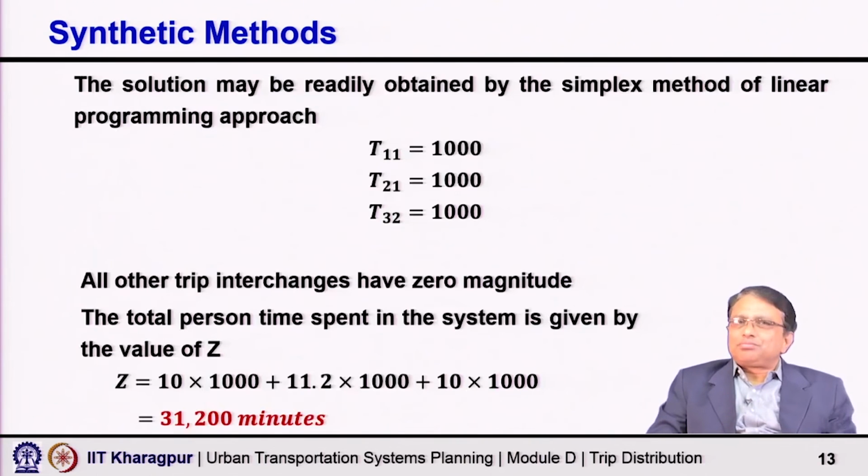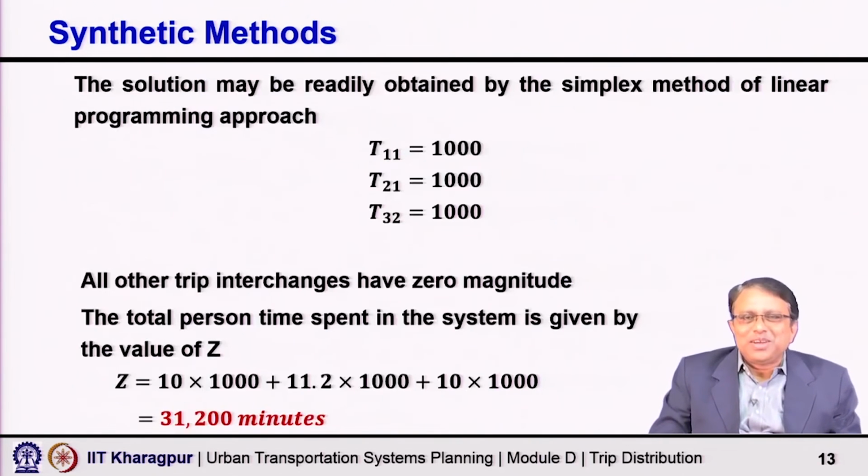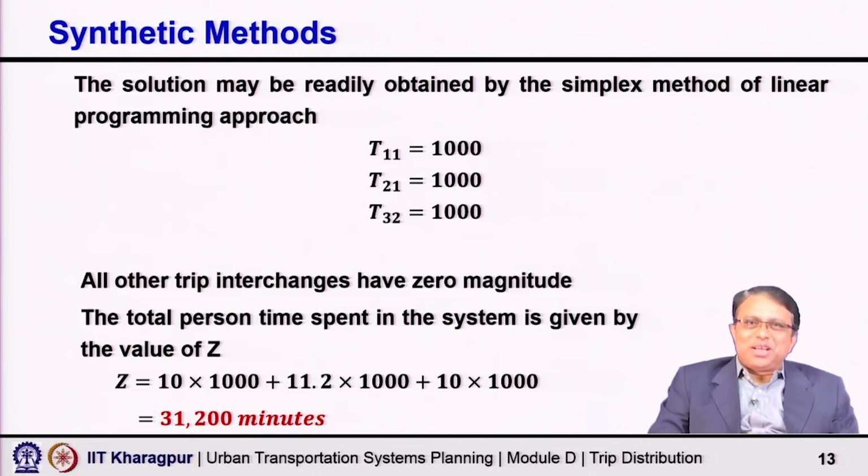Now, I am not going to show you how to solve it. You can use the simplex method, or even Excel, or any other platform to get a solution. But at the end of the day, if you do it, maybe you get a solution like this: T11 is 1000, T21 is 1000, T32 is 1000, and all other trip interchanges have 0 magnitude. This is of course a very simple example, so no wonder.